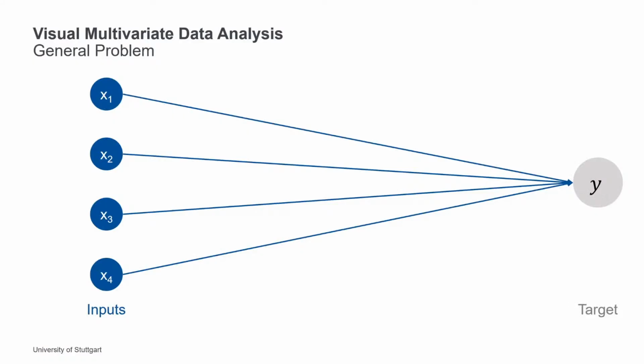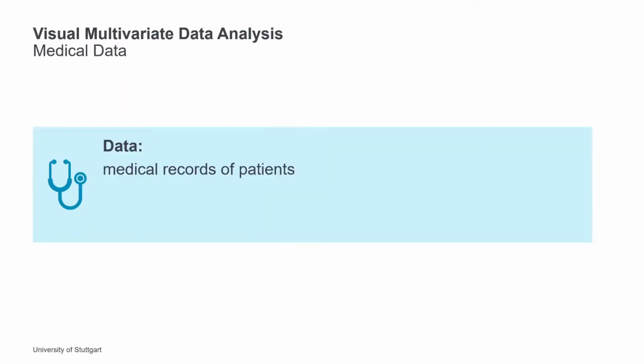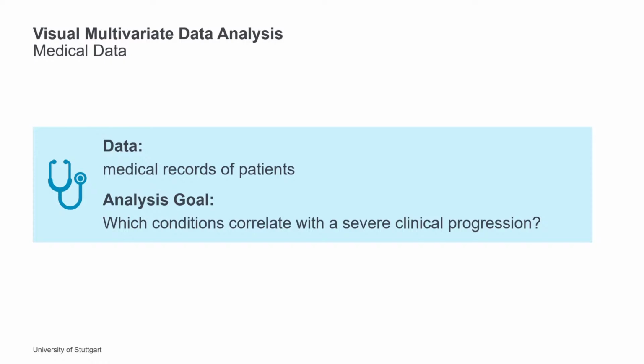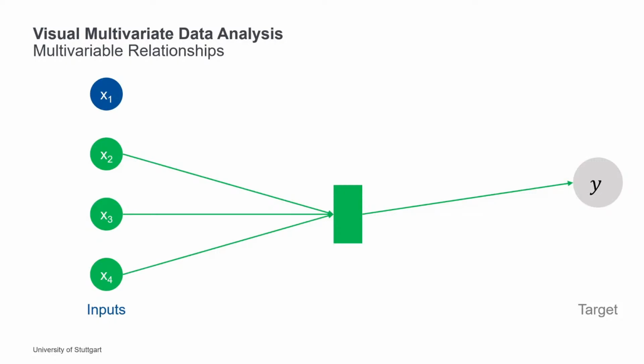In visual multivariate analysis, we often want to find out how the variables in the set relate to a particular target variable. Imagine we have medical data from patients that suffer from a specific disease. Then we might like to understand which conditions predict a more severe progression of the disease. This is a challenging task because the explanation could involve a specific combination of several factors.